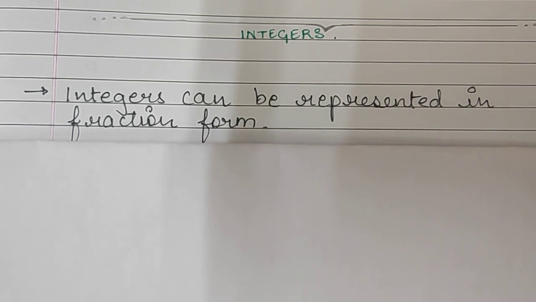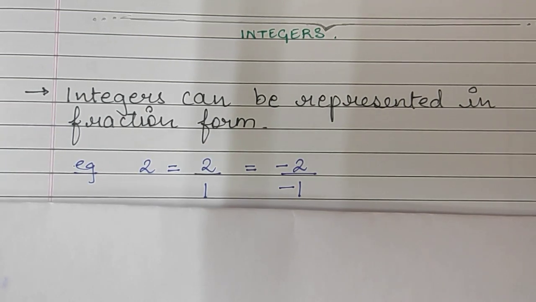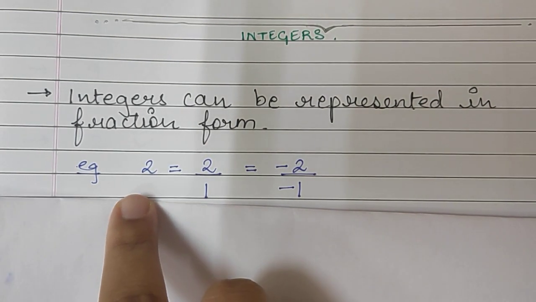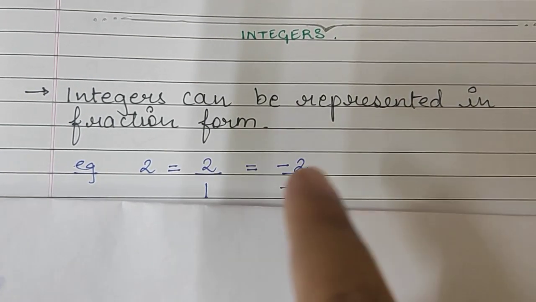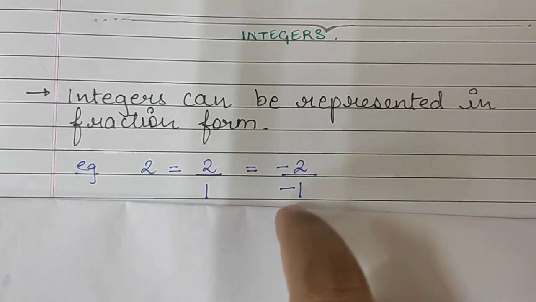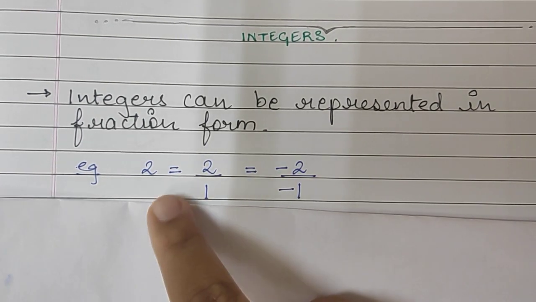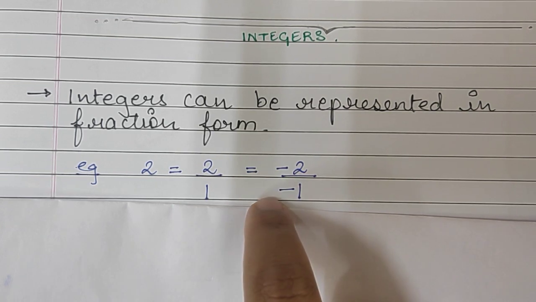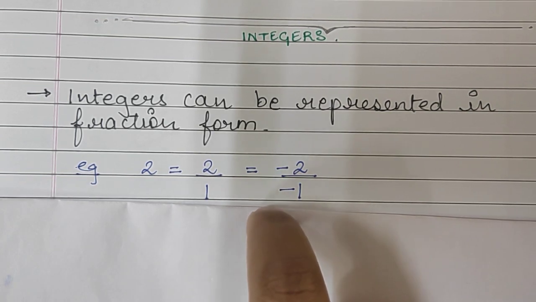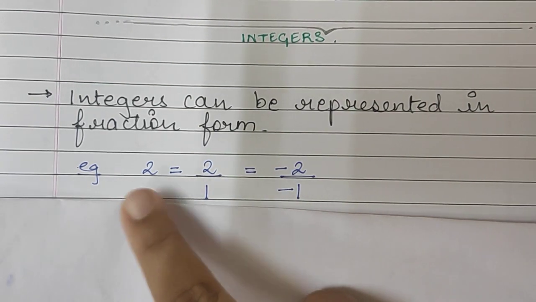Let me show you some examples of it. The number 2 can be represented as 2 upon 1. It can also be represented as minus 2 upon minus 1. The value is still 2. If I cancel this minus sign and the denominator minus sign, both get cancelled and you get the answer 2.